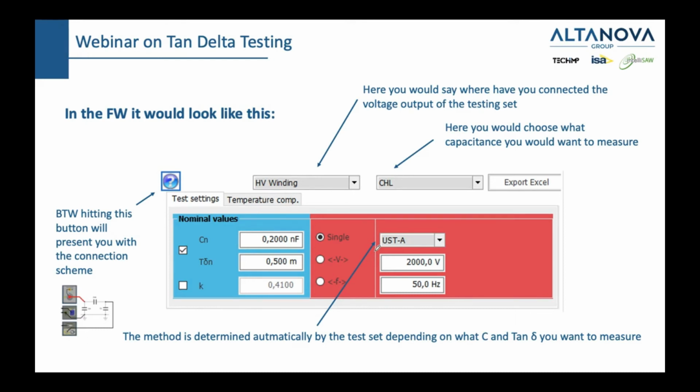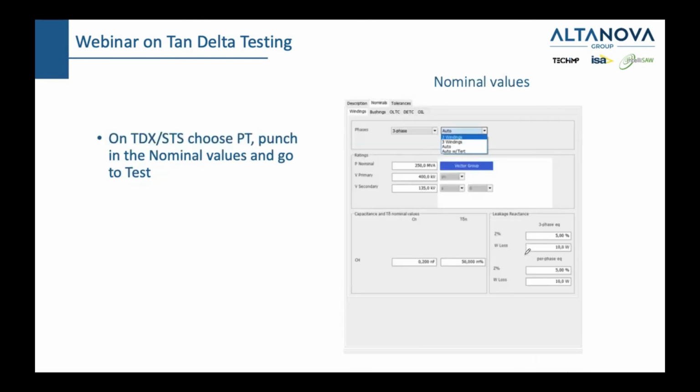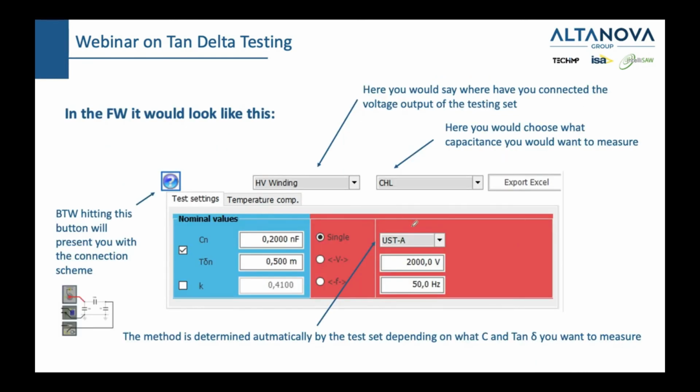So just as a preview, I'll tell you that if you want to measure CHL, you will use a UST because this specimen, this part of insulation, is not grounded on any side, while this specimen is grounded, and also this specimen is grounded on one side. So you can see that when I choose a CHL, a UST-A method is chosen.